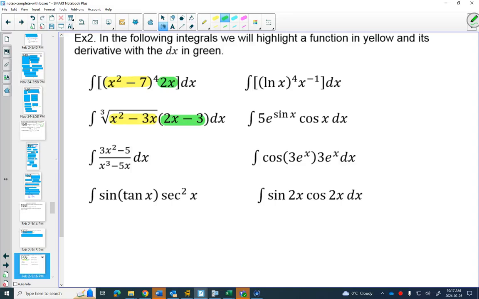The first two were really easy to see an inside function. Sometimes they're harder to see. In the third example, we could technically say that the x cubed minus 5x, because it's on the bottom of a fraction, is inside of an exponent of negative 1. Does its derivative show up? Yes. The derivative shows up in the question as well.